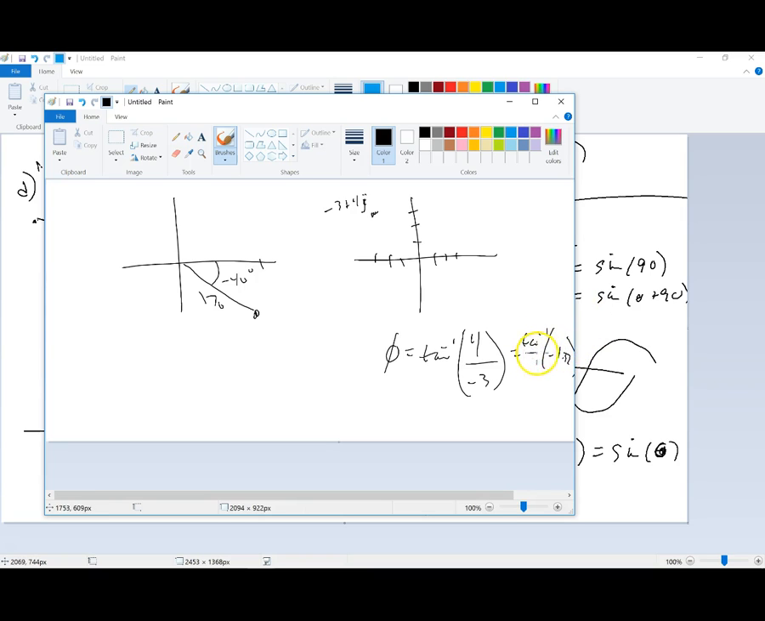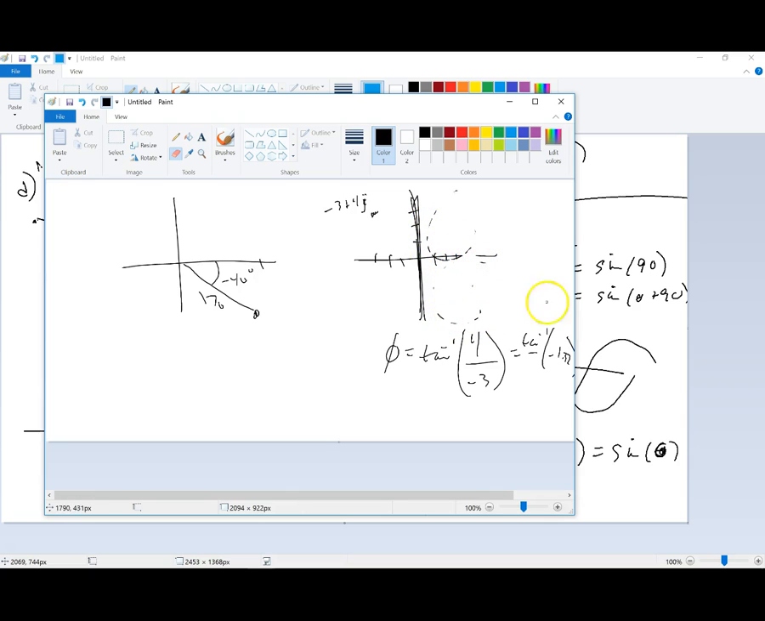Well, your calculator doesn't know what to do with that. Your calculator says, I can only give an answer in either this quadrant or this quadrant, and since it's negative, I'm going to give the answer in this quadrant. So your calculator is going to mislead you. And you can't just take your calculator result at face value and think that that's correct.